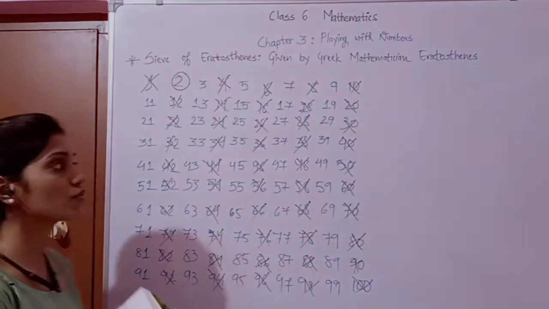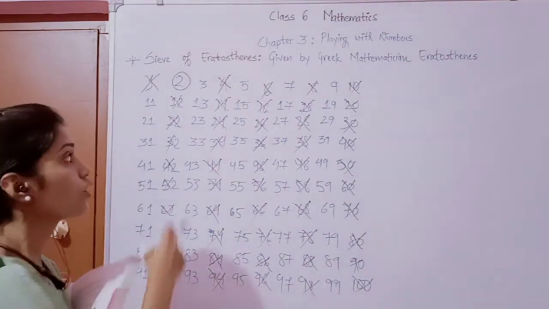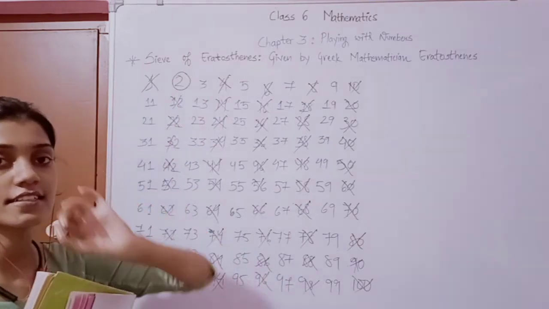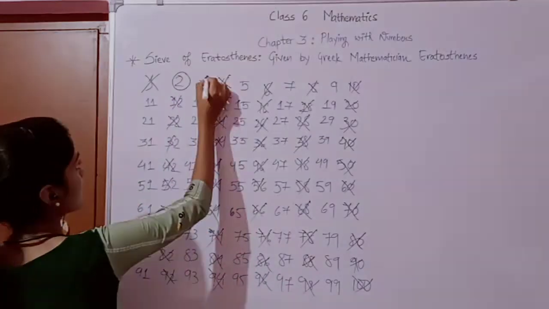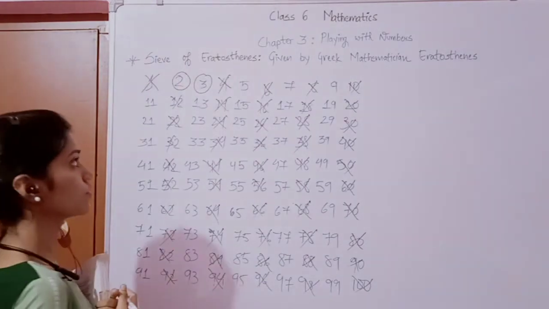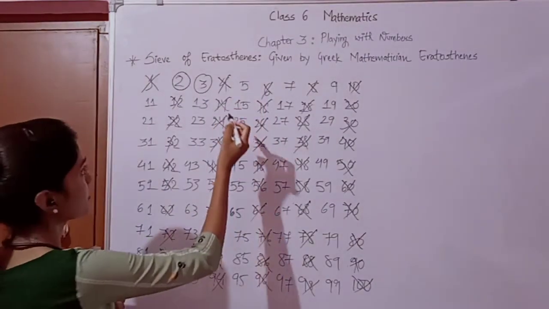Now again, what do we have to do? We have to cross out all the multiples of 3 other than 3 itself. We have to encircle it and cut out all the multiples of 3. So let's do it. Which are the multiples of 3?